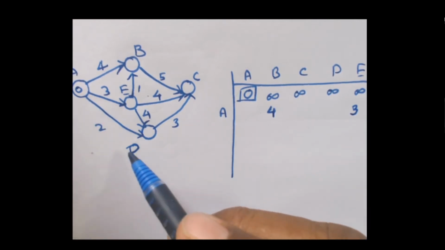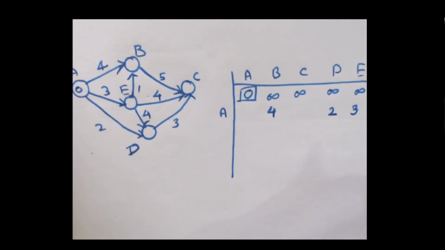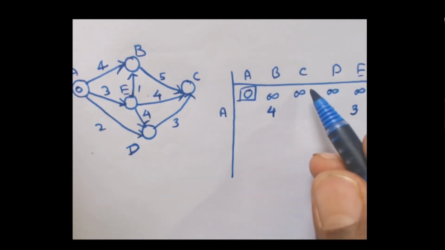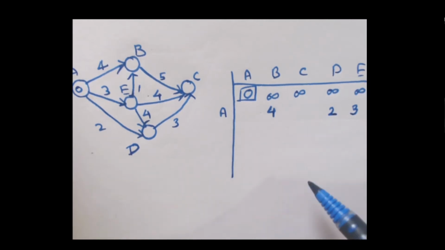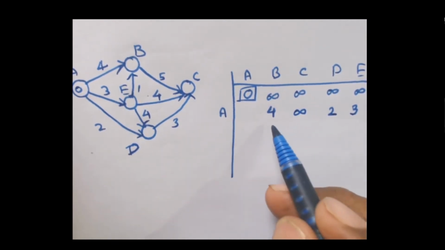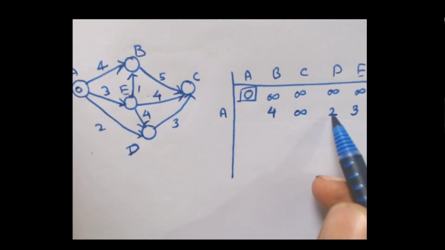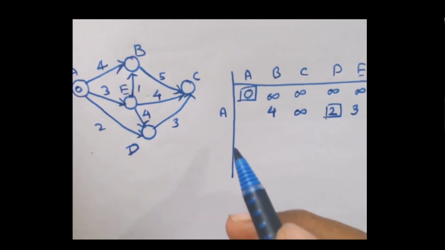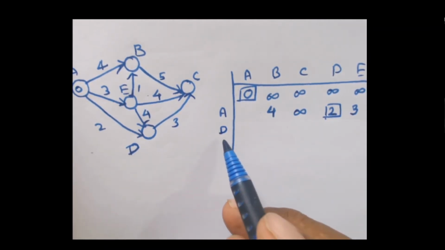D is 0 plus 2, that is 2. 2 is better than infinity, and we'll continue with that. Since C is not directly connected to A, we can define that this is not an adjacent vertex of A, and we continue with infinity for this. Out of the calculated distances 4, 3, 2, 2 is the minimum, so we'll select D as the next vertex for the minimum spanning tree and continue with this.